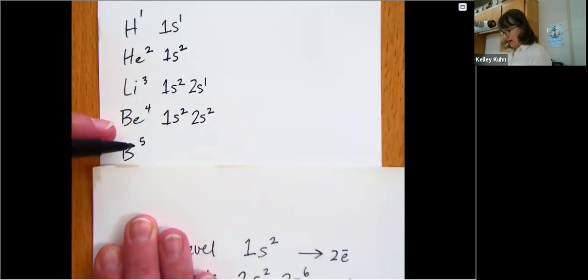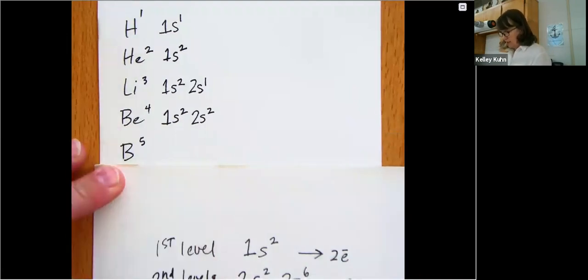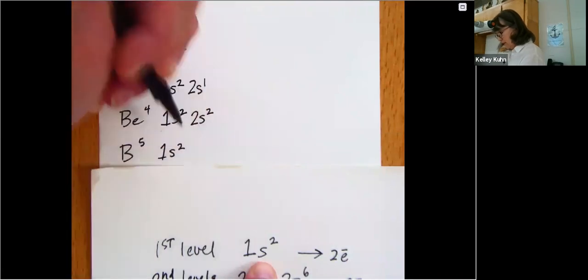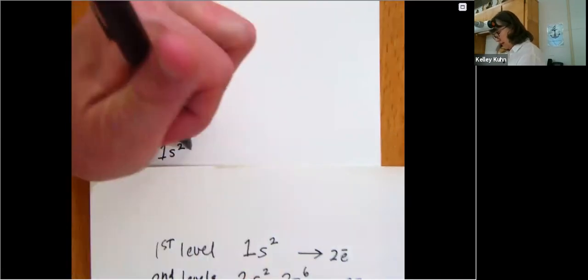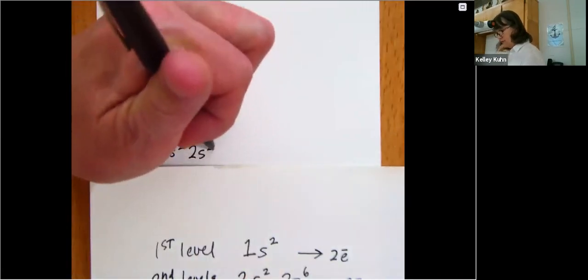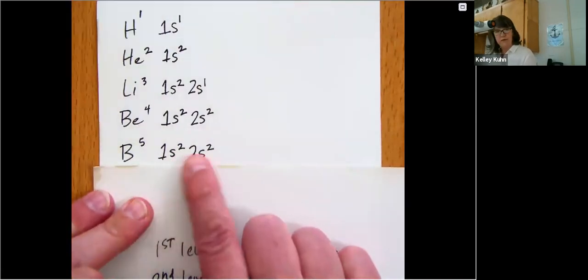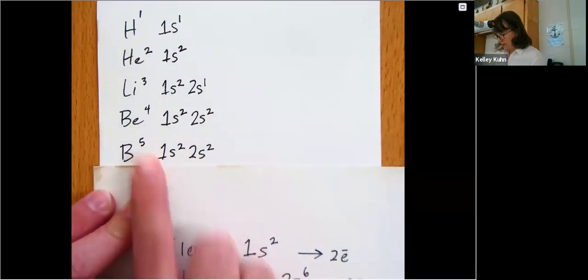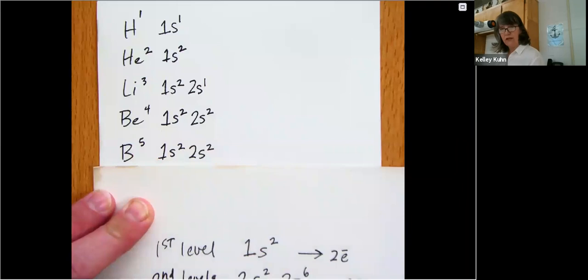Boron has 5 electrons. So once again, we're going to fill in the first level first, 1s2. Then we'll start filling in the second level, 2s2. How many electrons have I used up so far? 4. So how many do I have left? 1. So what's my next orbital to start filling in?